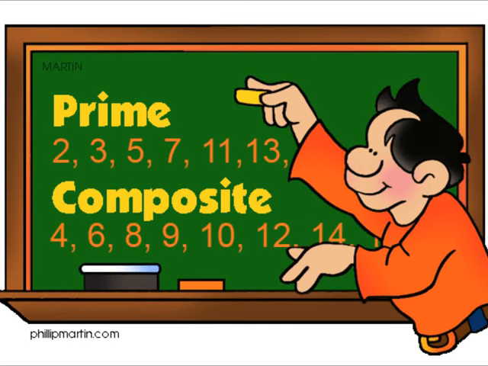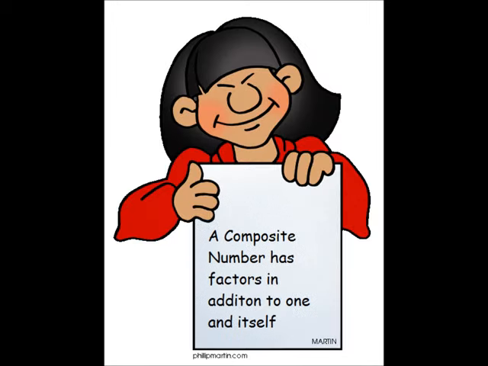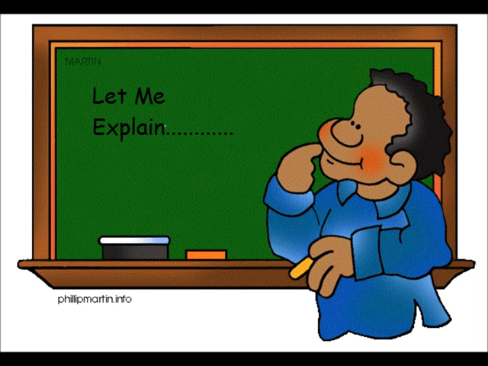This math lesson is to teach Years 5 and 6 students the difference between prime and composite numbers. A prime number is a whole number that only has two factors, itself and 1. A composite number has factors in addition to 1 and itself. Let me explain what I mean by that.